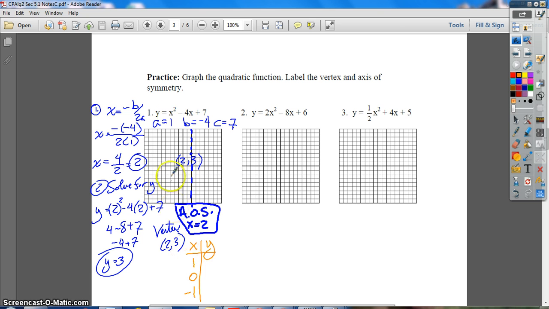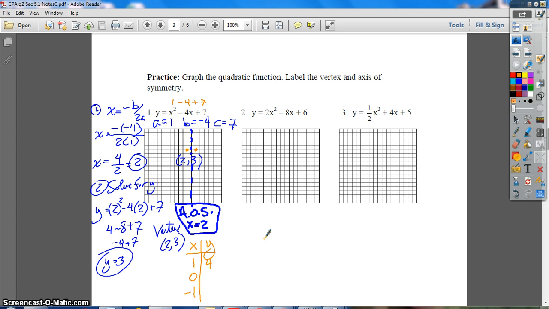If I plug 1 in here, I get 1 squared minus 4 plus 7. So that's going to give you negative 3 plus 7, which is 4. So at 1, I will be at 4. So 1 up 4. There's my point for my first x value.